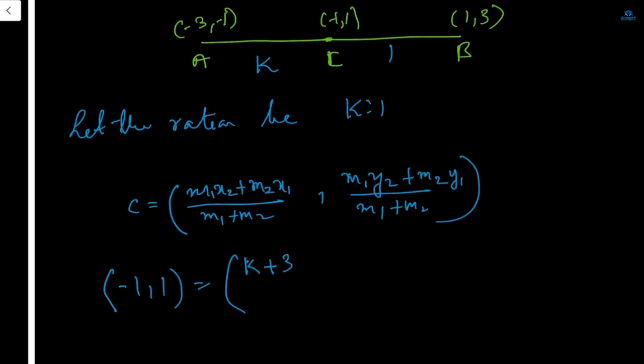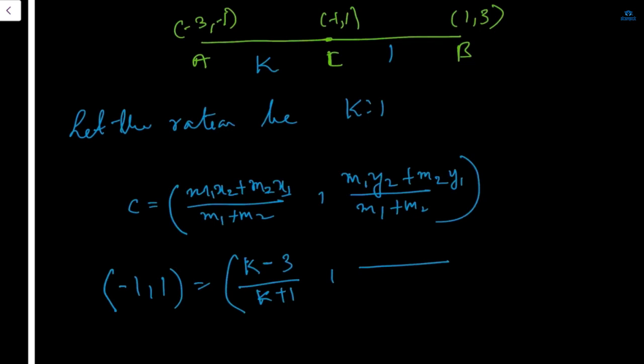Ma'am, where did plus 3 come from? It's the value of x1. X1 is minus 3. A and B are the points, right? So x2 will be 1 and x1 will be minus 3. Here minus will be there, not plus. And here m1 plus m2 means K plus 1.